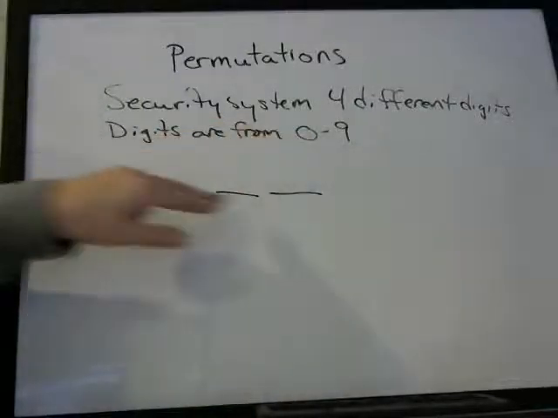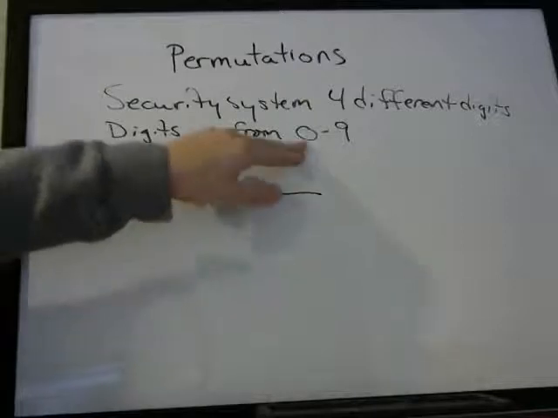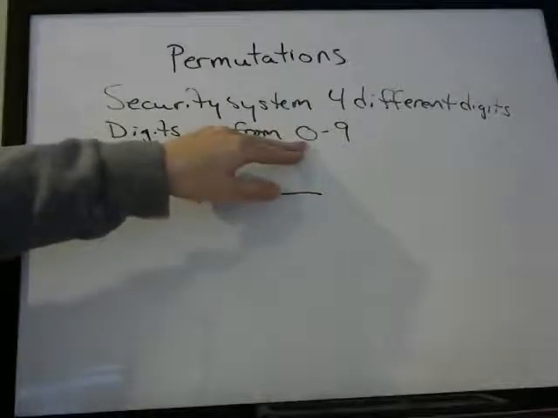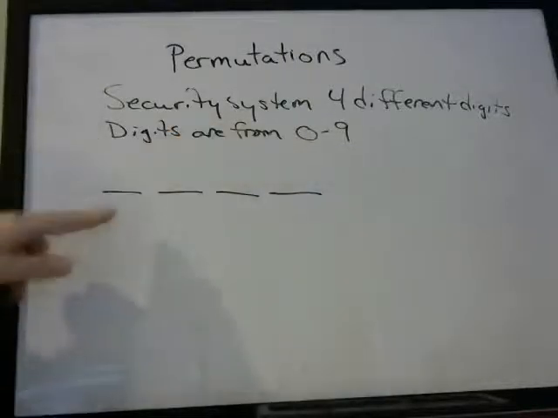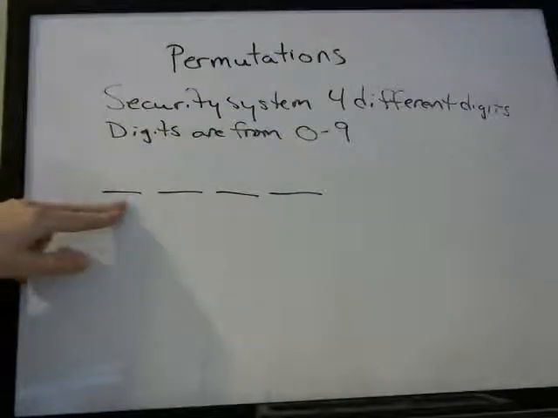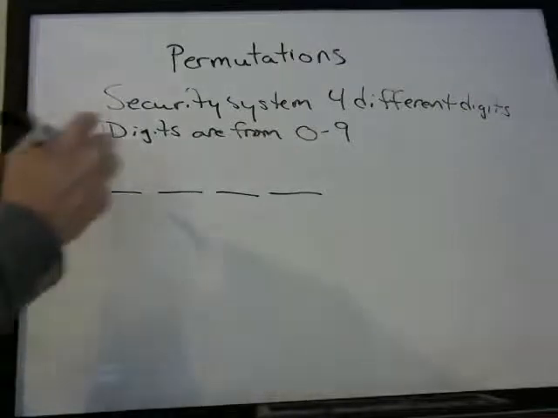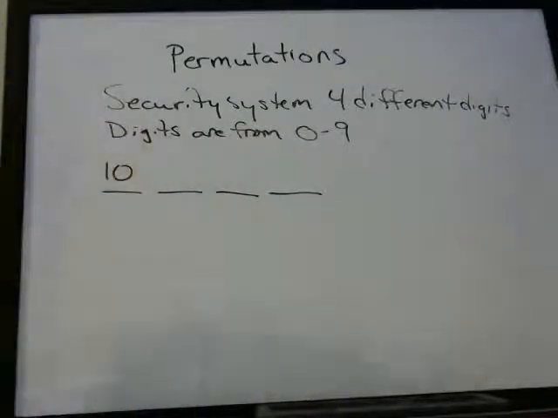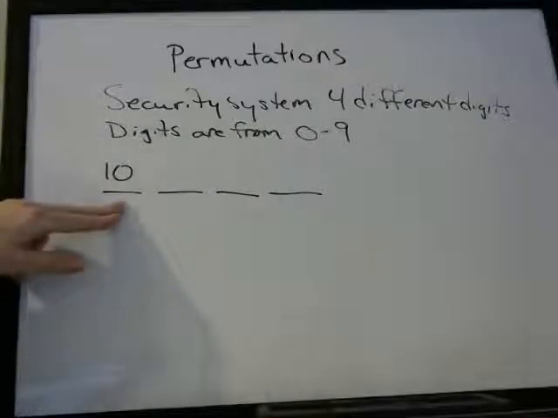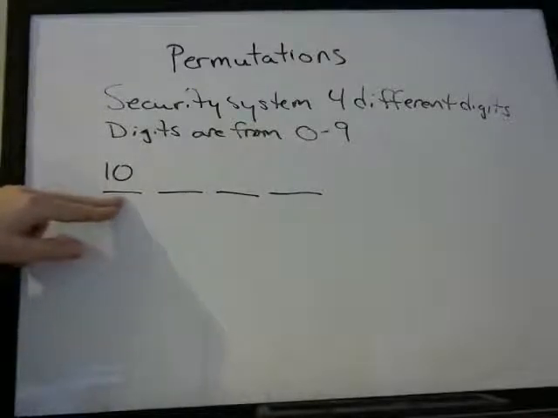We have in our code, we can choose from 0 to 9. So there's 10 digits to choose from. So for our first digit in our access code, how many digits can we choose from? Well, we can put a 0 in, we can put a 1, 2, 3, 4, 5, 6, 7, 8, 9. We can put any of those 10 digits in our first slot.